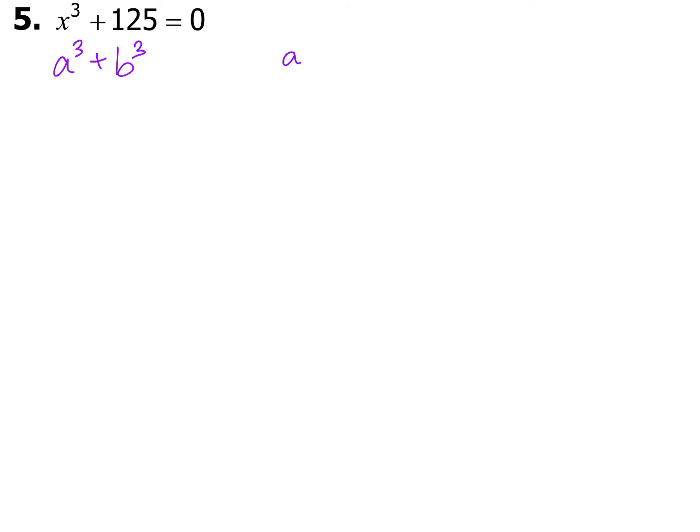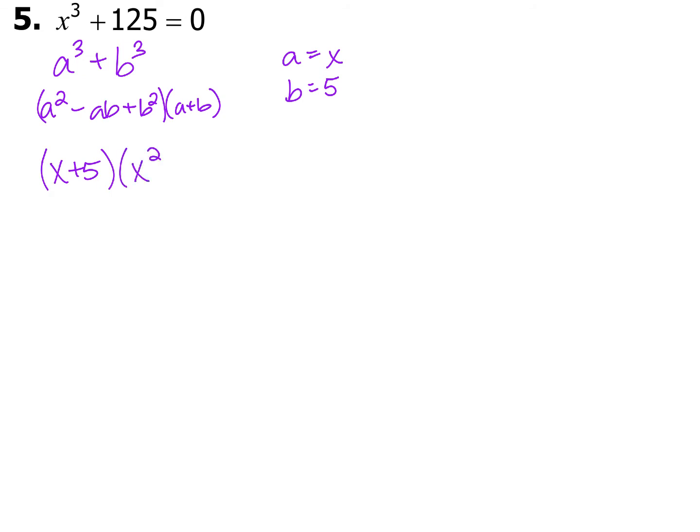It would be 5. Therefore, a is equal to x and b is equal to 5. Now, the formula reads a squared minus ab plus b squared times a plus b. So that is the sum of cubes formula that I would plug my a and b values into. Therefore, I have x plus 5. That's my a plus b. x squared minus 5x plus 25. That's my a squared minus ab plus b squared.